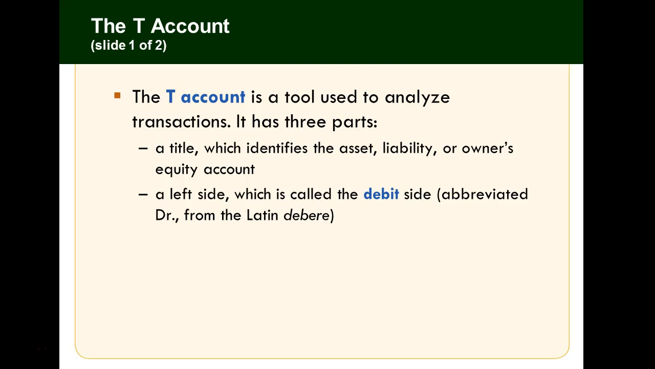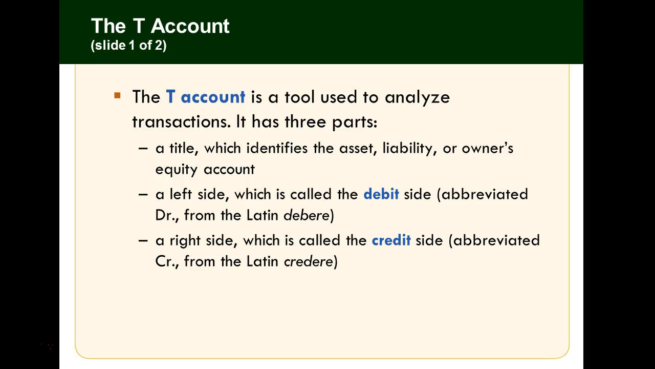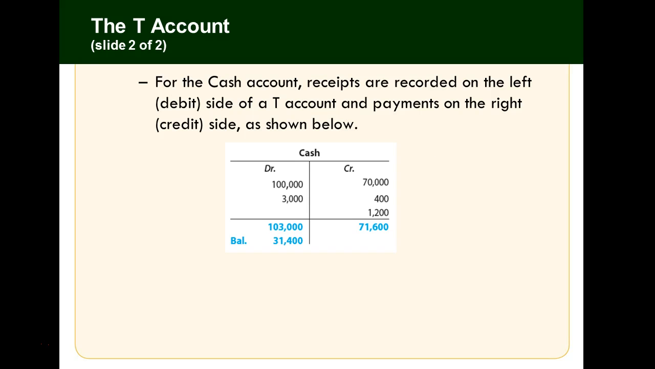Then, every T account has two sides. One side's called the debit, and one side is called the credit. Now, as you see in this T account right here, we have it listed that it's cash. We know cash is what type of account? Asset. The DR stands for debit and the CR stands for credit.